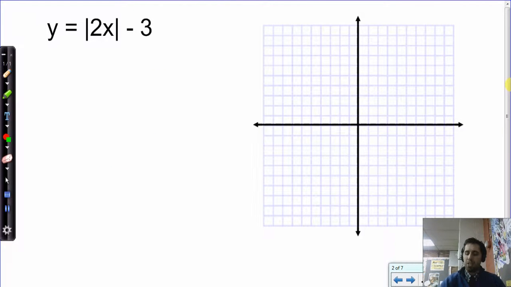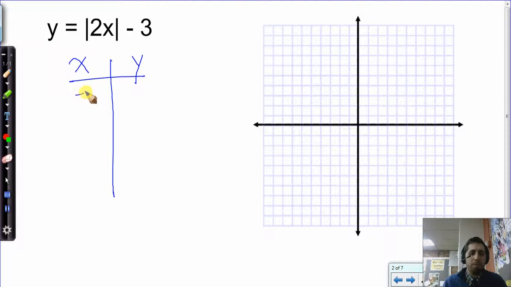And I have a little example. You don't need to do it with me, but I'd love it if you would just write it out, or not write it out, watch it and work with me. So we'll do our normal points and see what happens. -2, -1, 0, 1, and 2. So if I plug in -2 for x, I get -4 on the inside. The absolute value of -4 is 4. 4 minus 3 is 1.